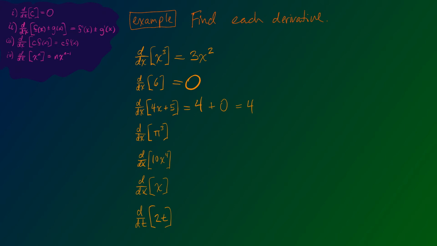Pi cubed is a constant. Remember, it looks like a variable, but it's not. If we have 10x to the 4, that's really 10 times 4x to the third, and so we get 40x cubed. Derivative of x, it's really 1x, and that's why we're left with 1. Same that the derivative of 2x would be 2, or the derivative d dt of 2t would just be 2 also. And if you look in the textbook, you can see they do a few more examples when they first introduced these rules.